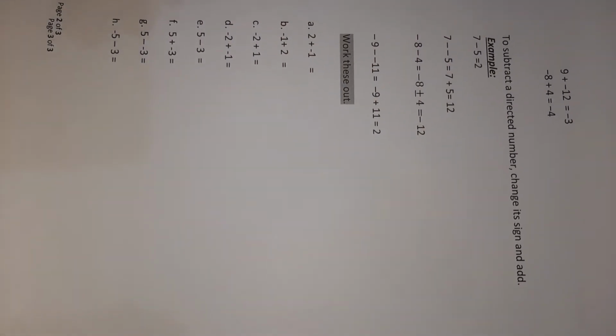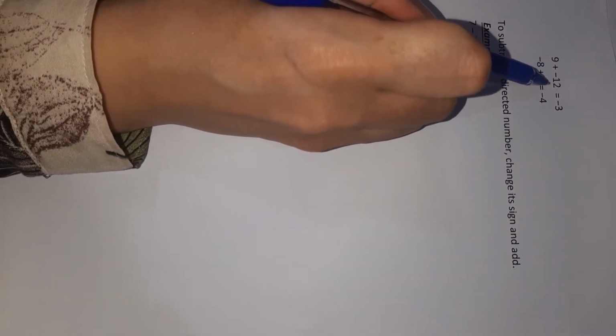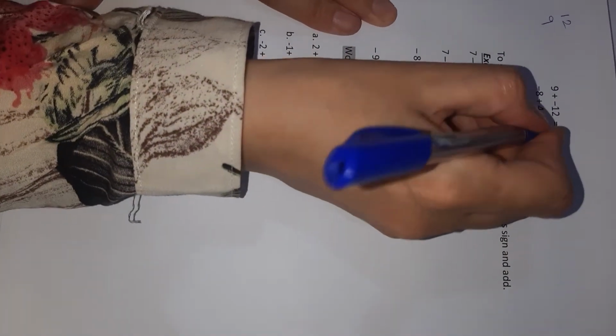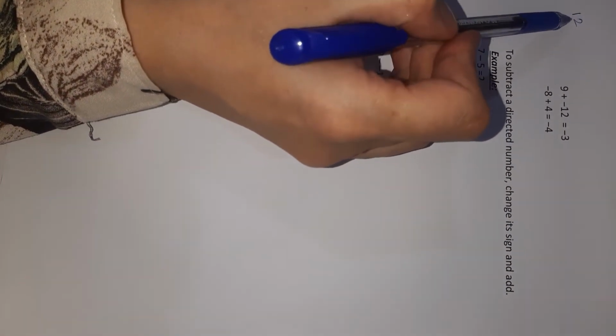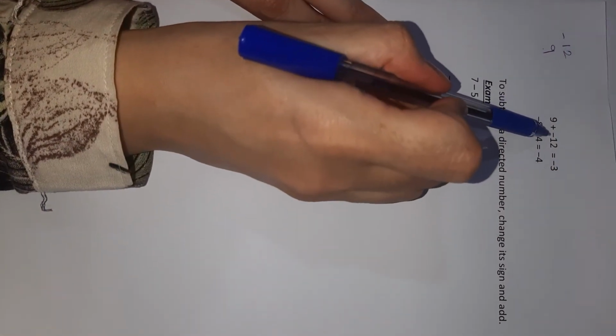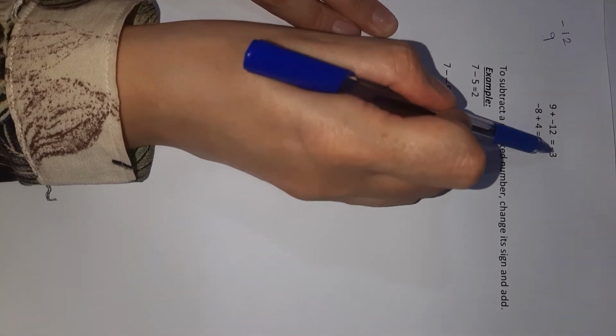Let's take another example. Here we have 9 is positive, -12 is negative. We are adding two numbers with different signs. We have 12 and we have 9. Find the difference between them. The difference means 12 minus 9, 3. This is a 3, right? Look at 12 and 9. 12 is larger than 9. 12 is negative. That's why your answer must be negative.